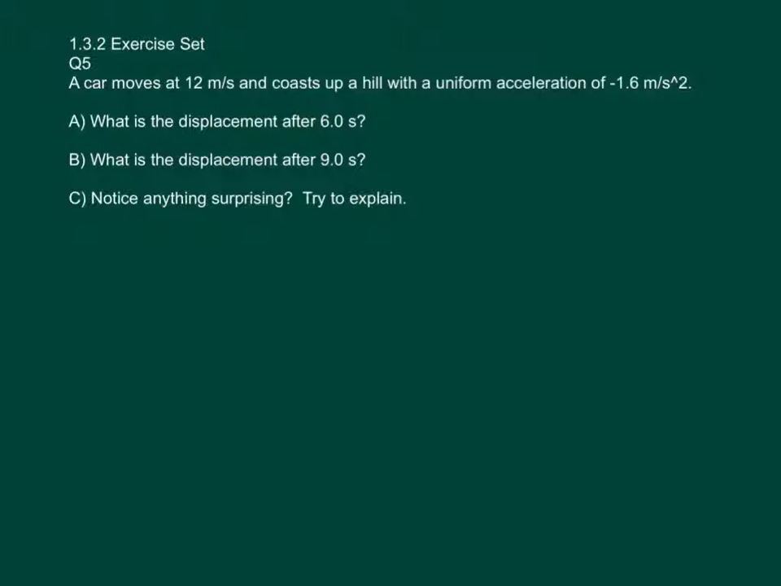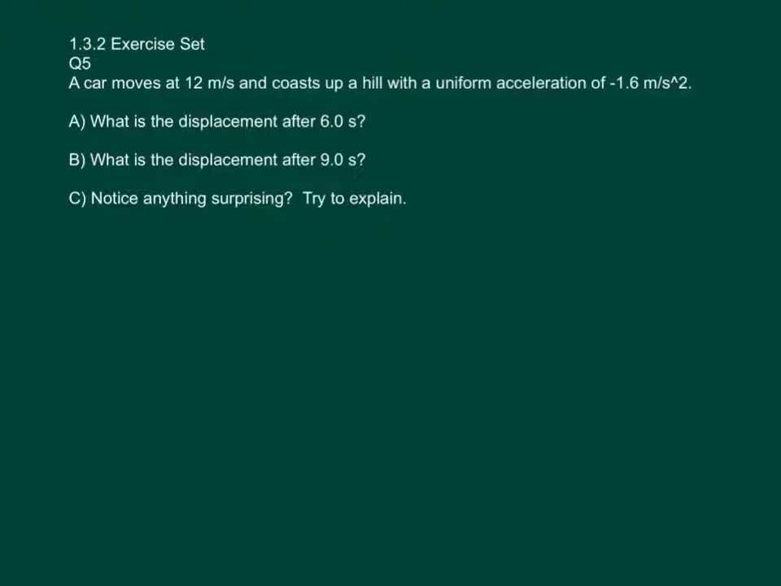Okay, exercise step 132, physics 11, question 5. This has got a three-part question to it. Looks intimidating, but it's not too long. A car moves at 12 meters per second and coasts up a hill with a uniform acceleration of negative 1.6 meters per second squared. So we see a negative acceleration.